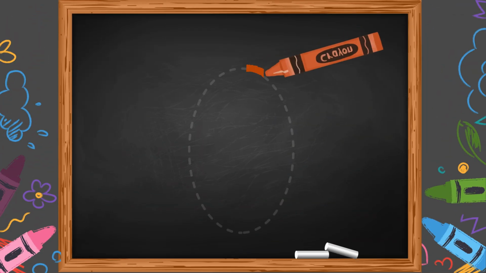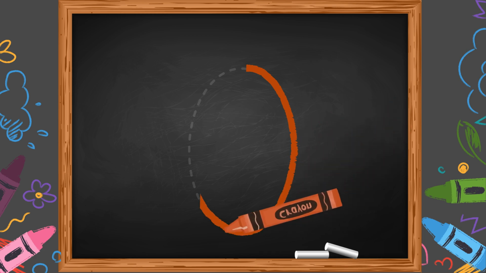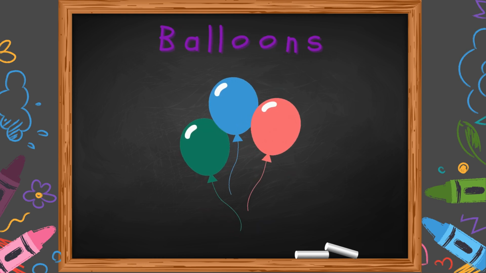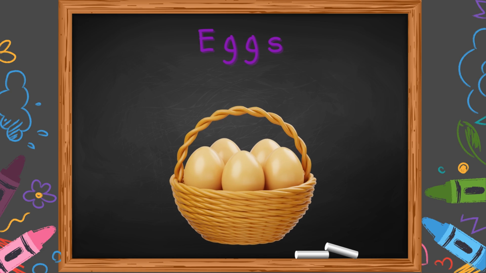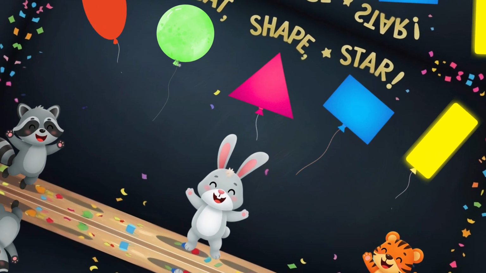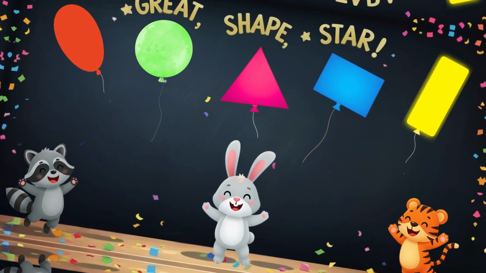Let's draw an oval. Start at the top. Curve around like an egg. Now back to the top. It's an oval! You'll find ovals in balloons, eggs, and faces. Awesome job today! Yay! You drew 5 cool shapes.